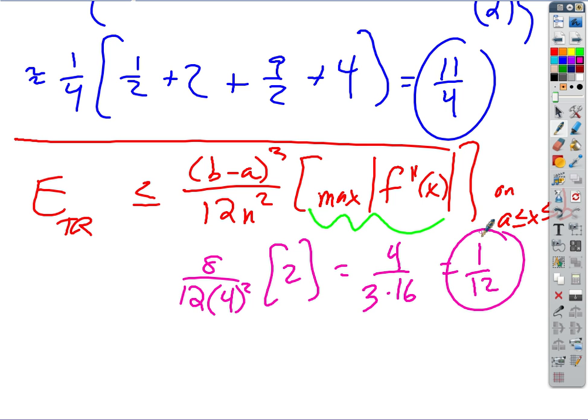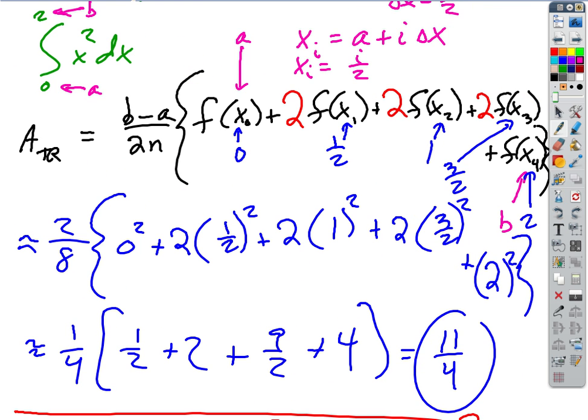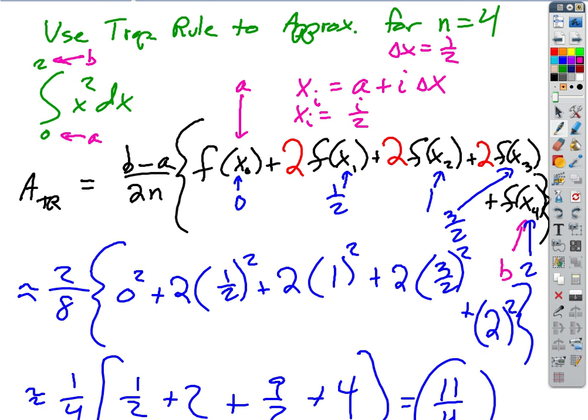So if we need to be closer than within 1/12, what must we do in our trapezoidal rule approximation? Use more trapezoids. Right? If that's close enough, we're there. Keep in mind, this is never going to give us a perfect answer. By its very nature, this is numerical approximation.